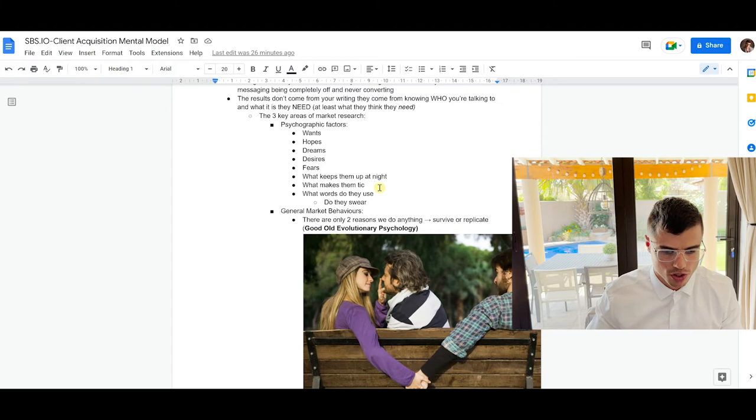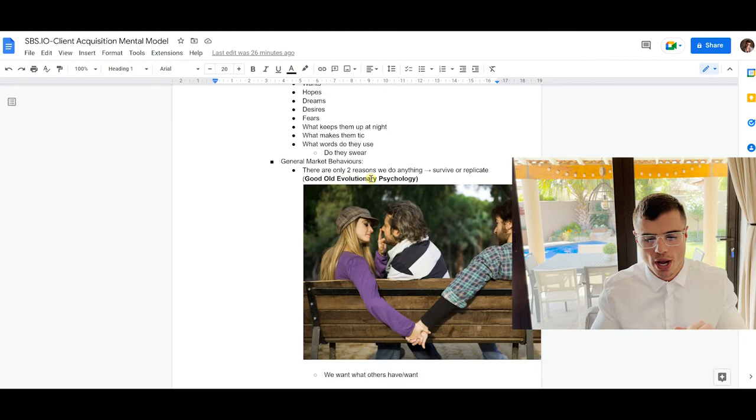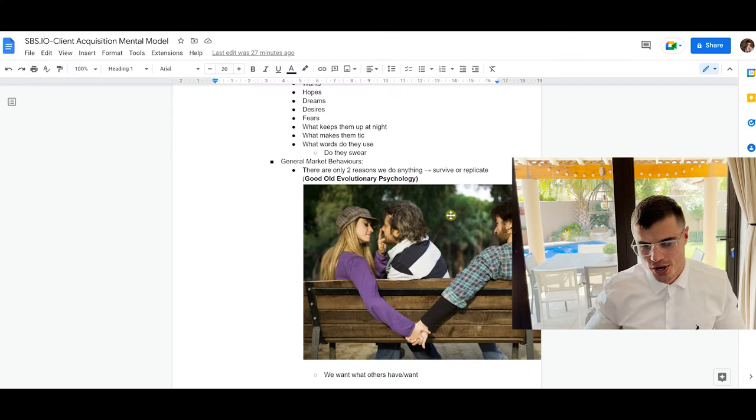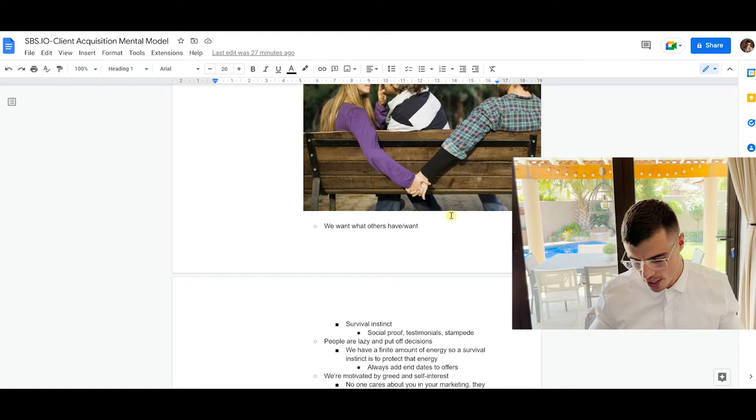Then general market behaviors. There are only two reasons why people do anything, and you can clearly see this in the picture I tried to depict here. Within evolutionary psychology, we either act in optimizing for survival, or we act in optimizing for replication. So we want what others have or want. Because of social media, we're brainwashed into wanting things quicker within the whole dopaminergic cycle, those dopamine spikes, which quickly wire our brains to want stuff quicker.